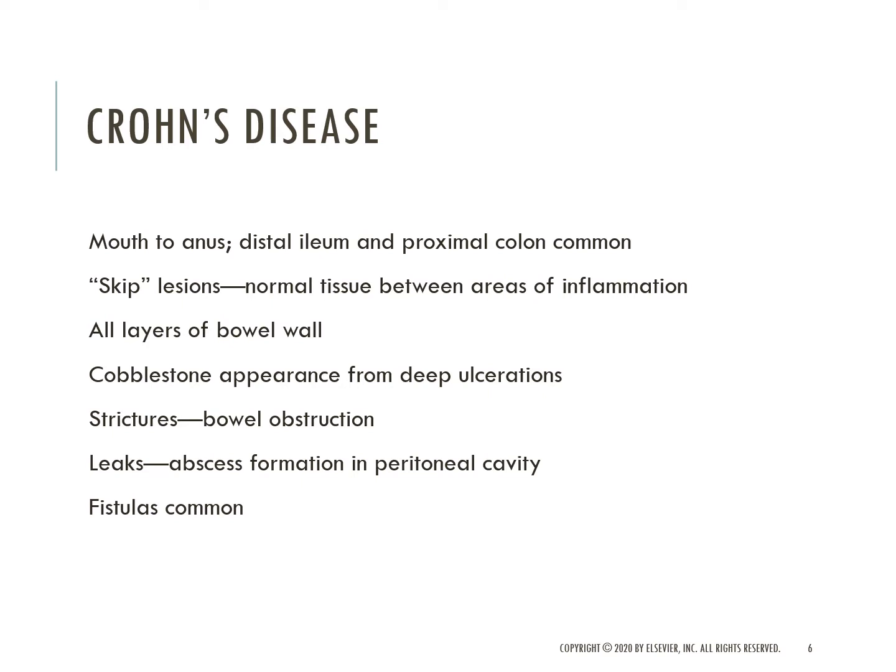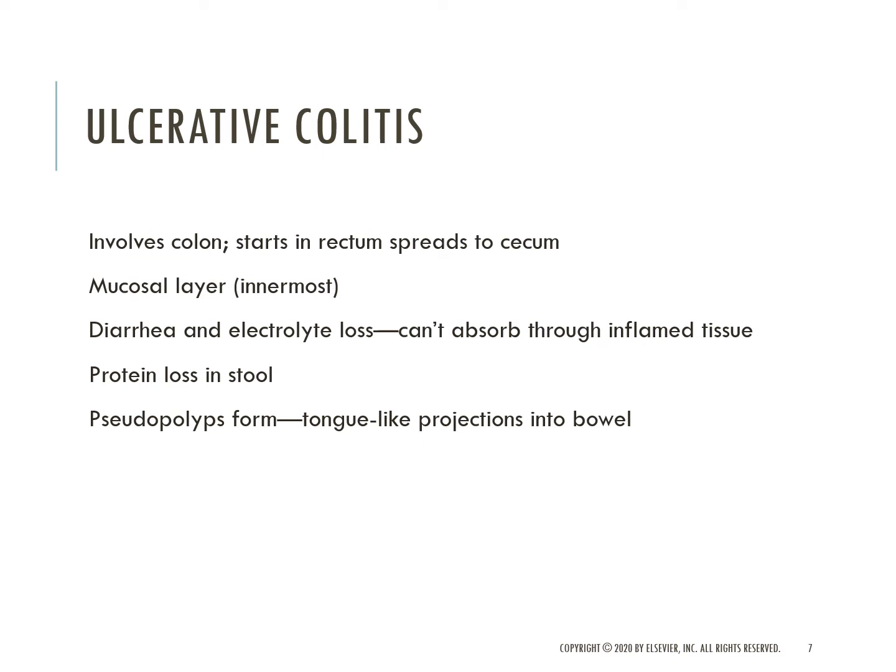Some complications that can occur, you can have abscess formation, and even fistulas can develop. With ulcerative colitis, this involves the colon, and it's usually limited to the rectum and lower part of the colon, and it involves the mucosa layer of the bowel, which is the innermost layer. We do have issues with diarrhea and electrolyte loss because it can't be absorbed adequately through that inflamed tissue, and also substantial protein loss in the stool.